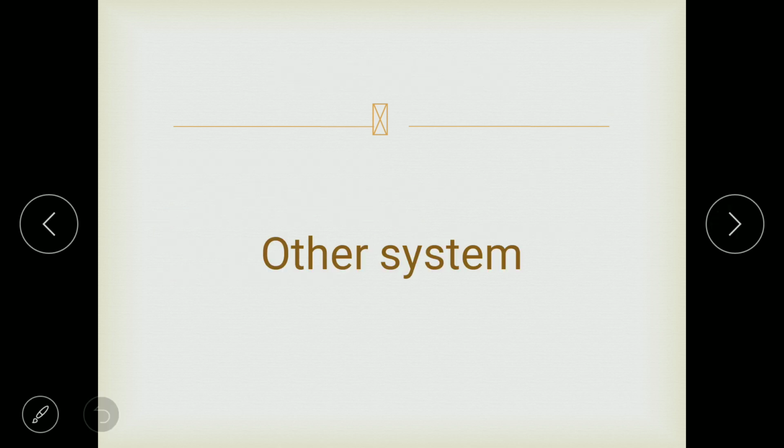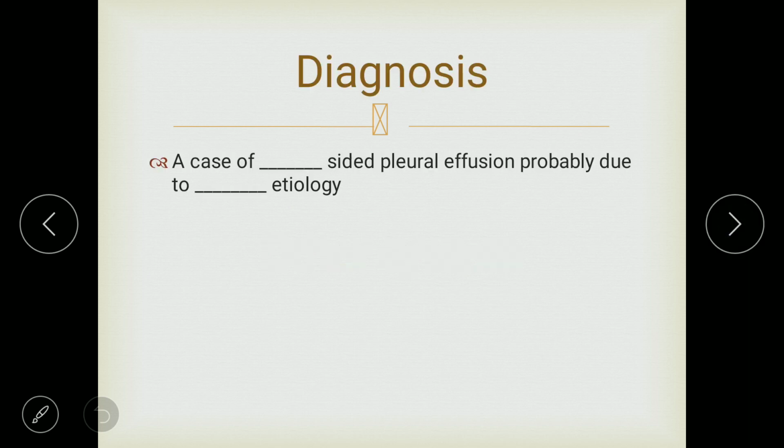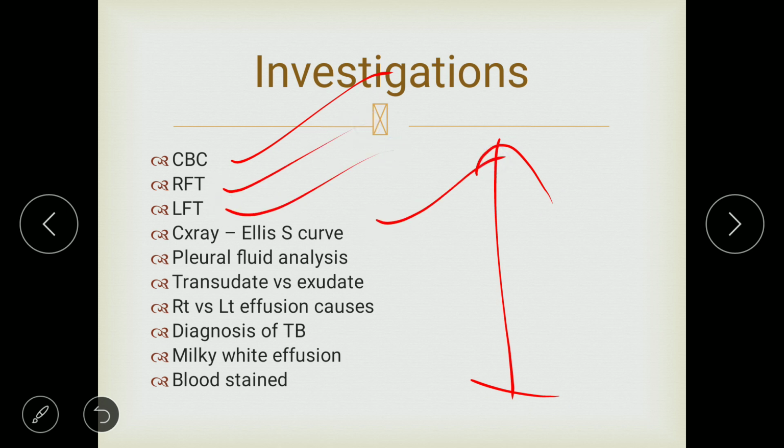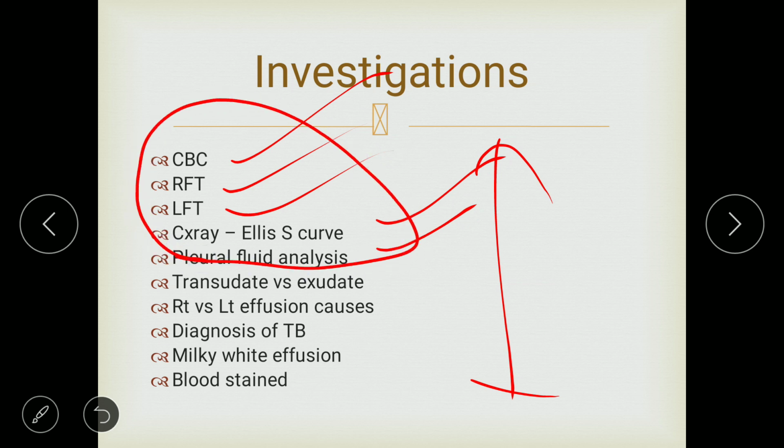And you have to examine the other systems also. You have to finally make a diagnosis of a case of right-sided or left-sided pleural effusion, probably due to tuberculosis, or the etiology you have to mention. And these are the investigations that have to be done. First, you have to measure the CBC. You have to do a renal function test, liver function test, take a chest X-ray, and pleural fluid analysis. All these things should be done.